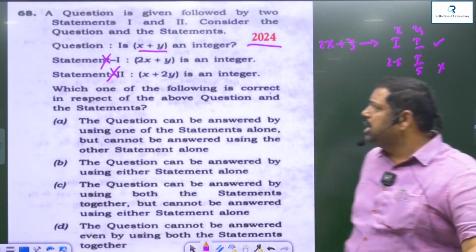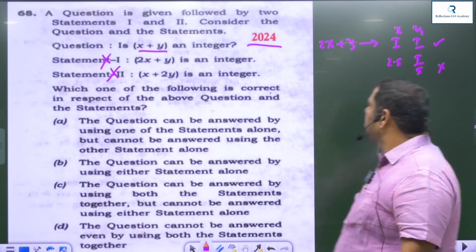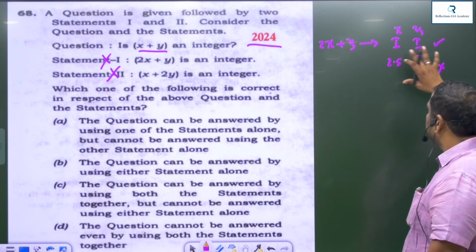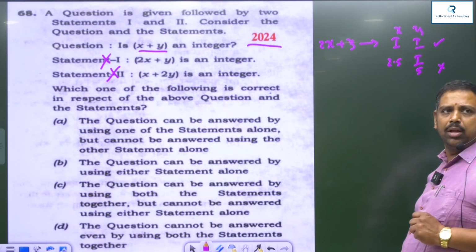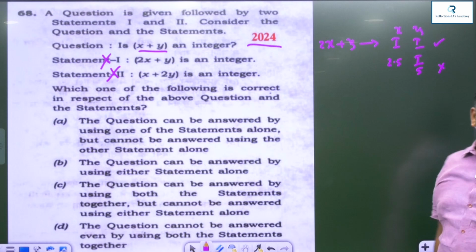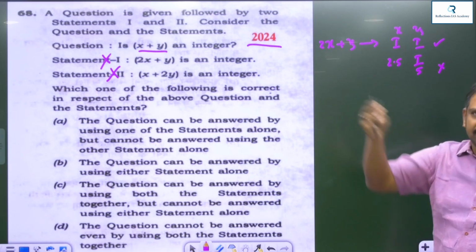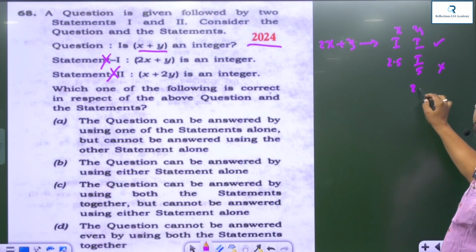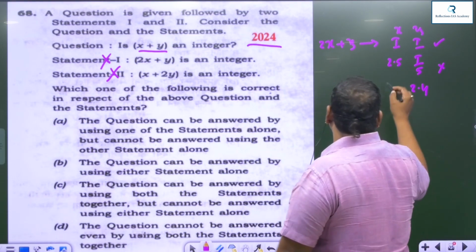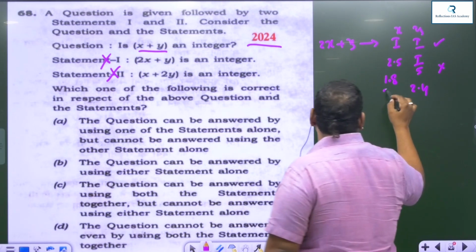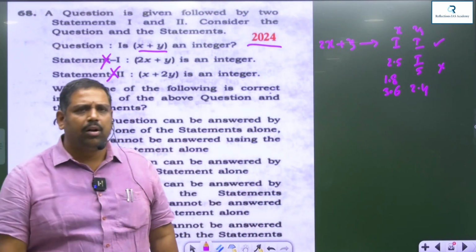Okay, leave it. If individually not sufficient, then you have to go for combined. If I go combined, then not only 2 cases actually, 3 cases you have to verify. See, both are integers, one case. One integer, one other than integer, another case. The third case is both are non-integers. Suppose y is 2.4 and x I am taking as 1.8. Then 2x will be how much here? 3.6. 3.6 plus 2.4 means an integer, right or wrong? Okay, 3 cases we have to verify.